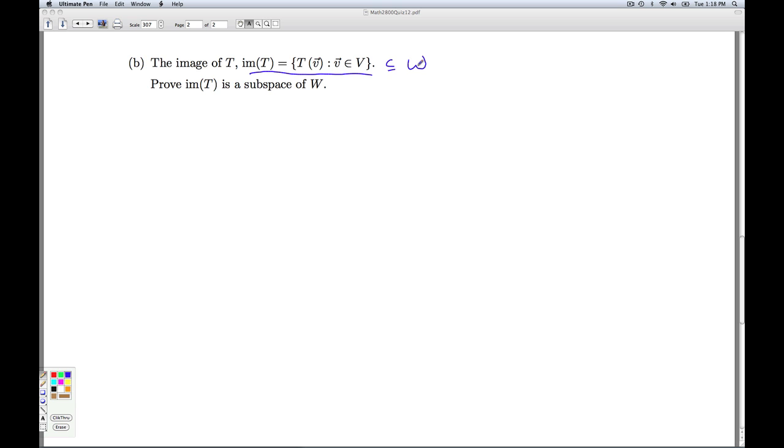If you think of range from college algebra being the set of outputs, then really what we're talking about is the range of this function T. All right, we want to prove this is a subspace of W. And so what's the subspace criteria?